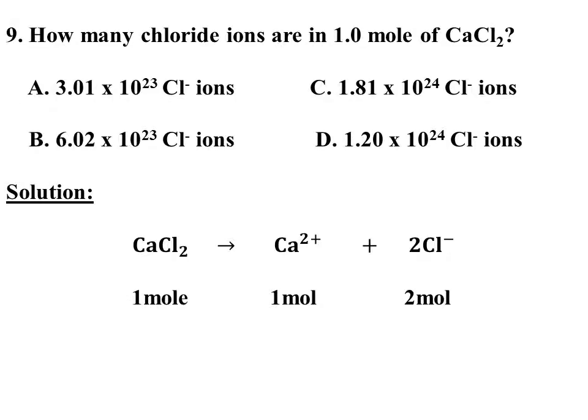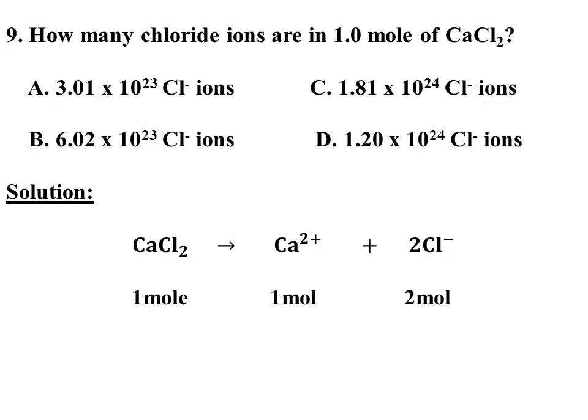Question number 9. How many chloride ions are in 1.0 mole of calcium chloride? A 3.01 times 10 to the power of 23 chloride ions, B 6.02 times 10 to the power of 23 chloride ions, C 1.81 times 10 to the power of 24 chloride ions, D 1.2 times 10 to the power of 24 chloride ions. Solution: calcium chloride dissociates in water to give Ca2+ and 2Cl minus.